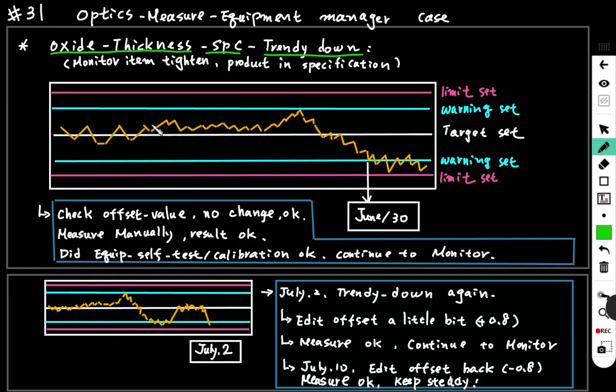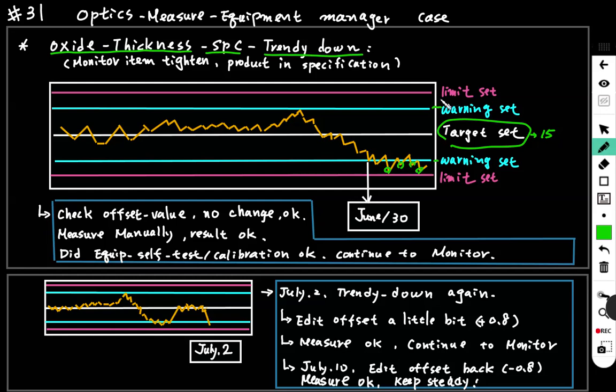Just like this, this is the SPC structure we talked about before. This is our target setting. For example, this oxide thickness target is to measure the oxide thickness at about 50, and this is the warning set. Over the warning set, we'll get the warning alarm, just like this point.